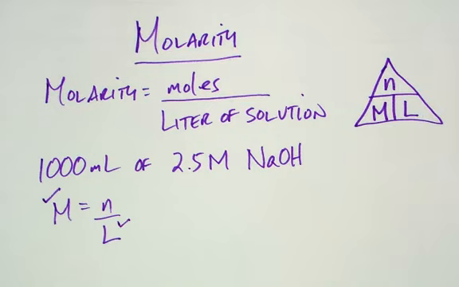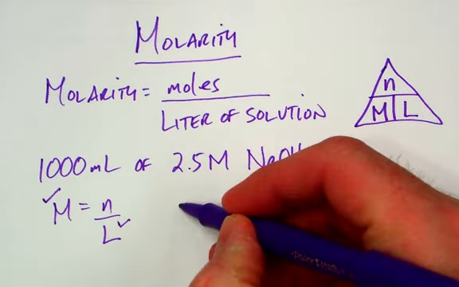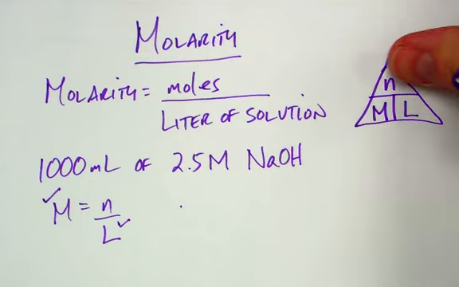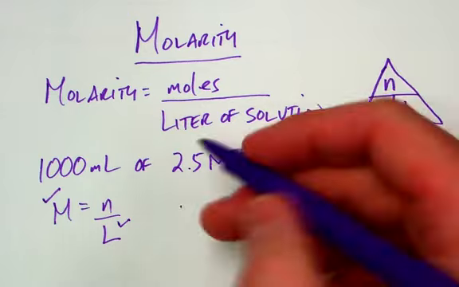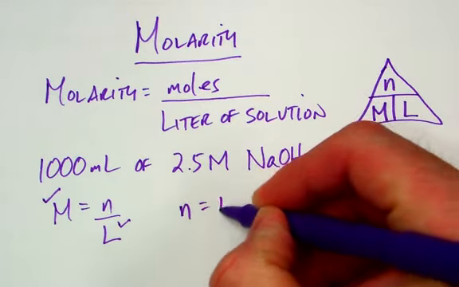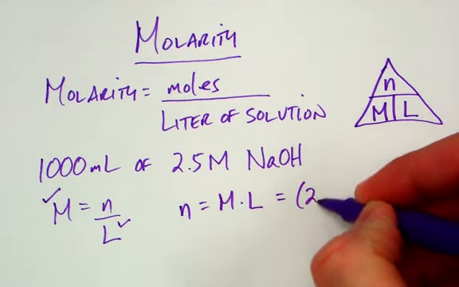So what can I do? I can solve for moles. So I'm going to rearrange my equation. Remember, our trick is to cover up what you're solving for. So I'm going to cover up N, and it's going to be M times L. So moles equals molarity times liters. My molarity is 2.5 molar.